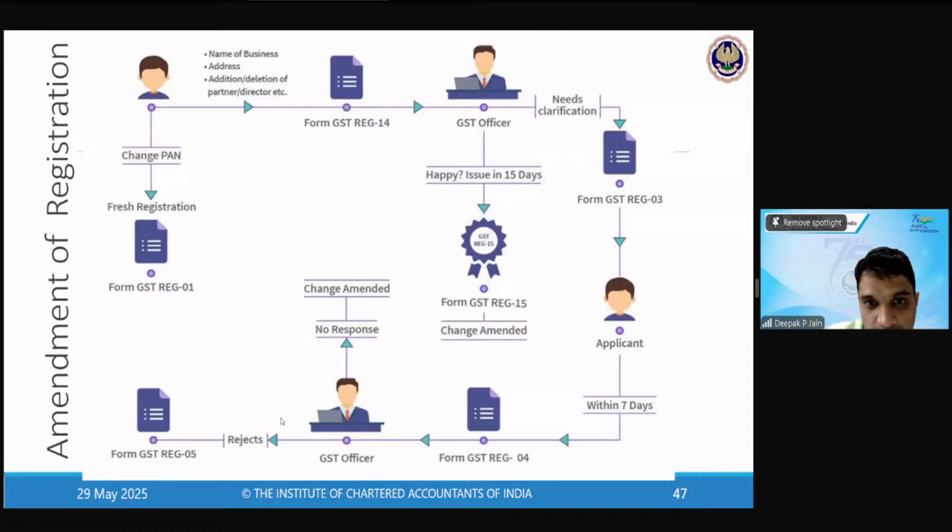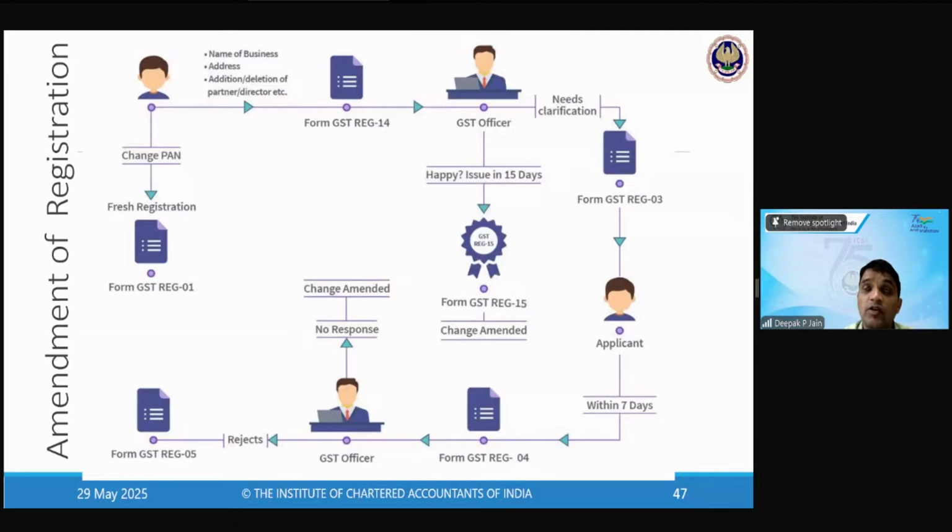And if he rejects it, saying that no, I'm not happy with it also, then he will reject it and he will give an order. This REG 05 is an order saying that I have rejected the application for amendment for the following reasons. The general reasons will be the documents are insufficient, the documents are incorrect, physical verification done but premises not found correctly. These are the reasons for which he will reject it.